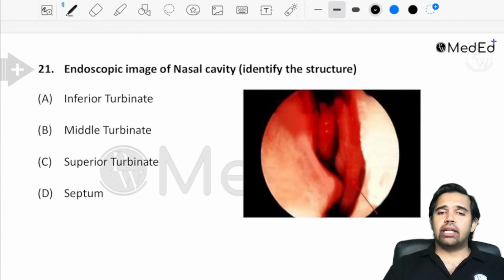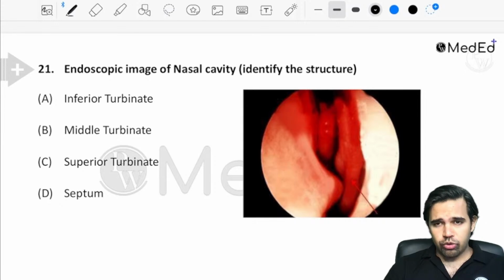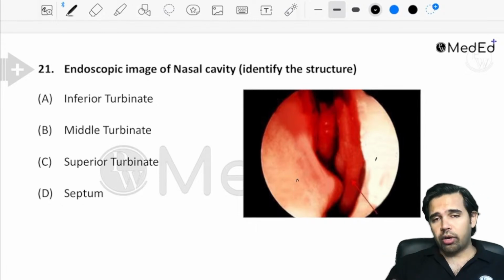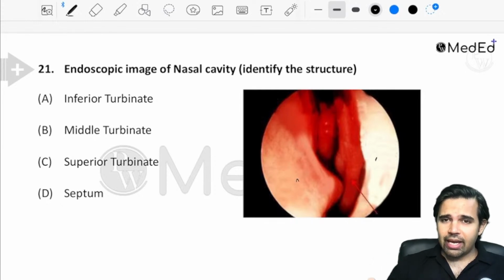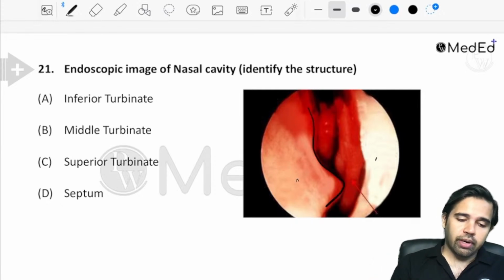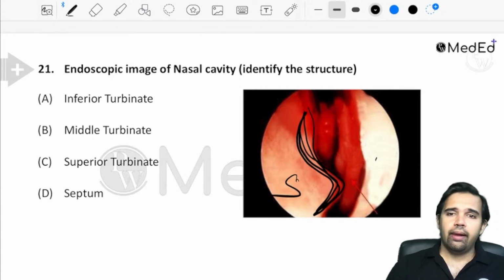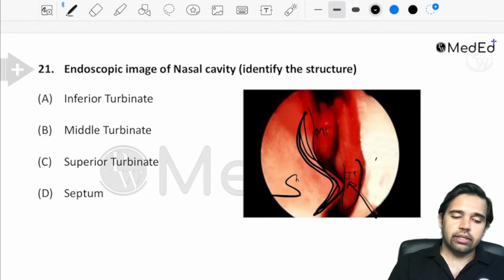Now, an endoscopic image of the nasal cavity. Not many of you may be familiar with this, but you have to get used to these images so that you get a bit of an orientation. Is this the left nasal cavity or the right? This is the left nasal cavity. How do I know that? Because you can see the nasal septal spur, and here you can see the superior turbinate, which this arrow is pointing to.